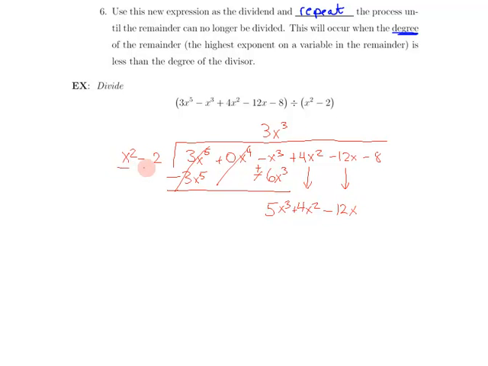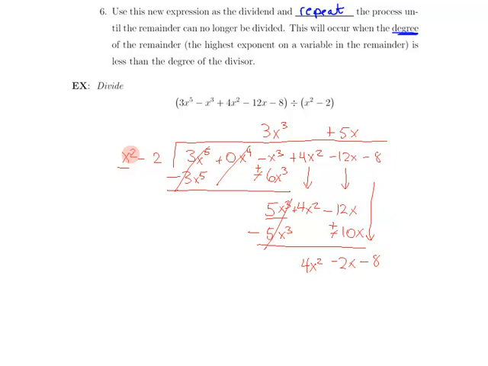Now I look at x squared and 5x cubed. Let's divide 5x cubed by x squared. That's going to give me a plus 5x. Multiply 5x times each term in the divisor. I get 5x cubed minus 10x. I'm remembering to make sure that I line up my like terms so that when I subtract, everything combines with like terms. So 5x cubed minus 5x cubed, gone. 4x squared plus 0 is 4x squared. Minus 12x plus 10 is minus 2x. Bring down the minus 8.